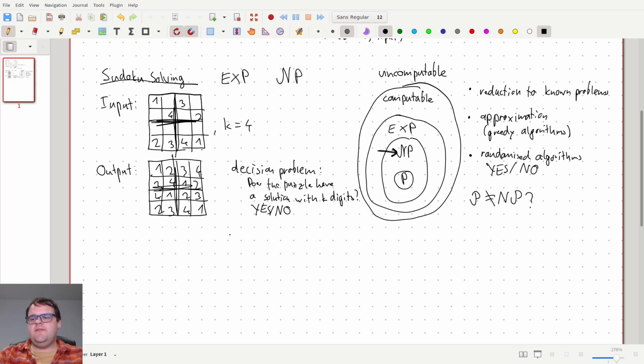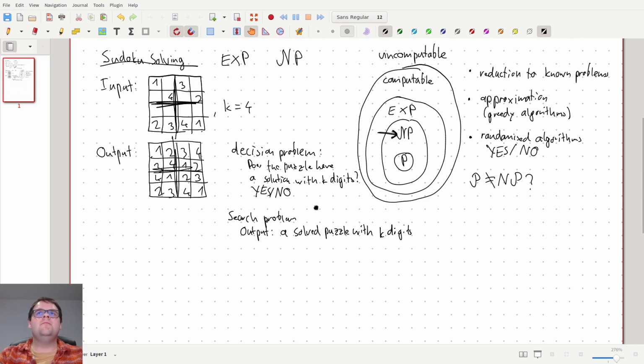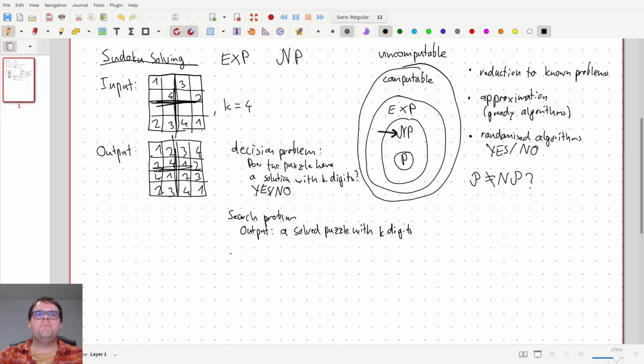And then we have the search problem. For the search problem, the output would be a solved puzzle with k digits. So that's if you want to find the solution itself. If you're not interested in whether it's possible or not, but you want to find a specific solution.